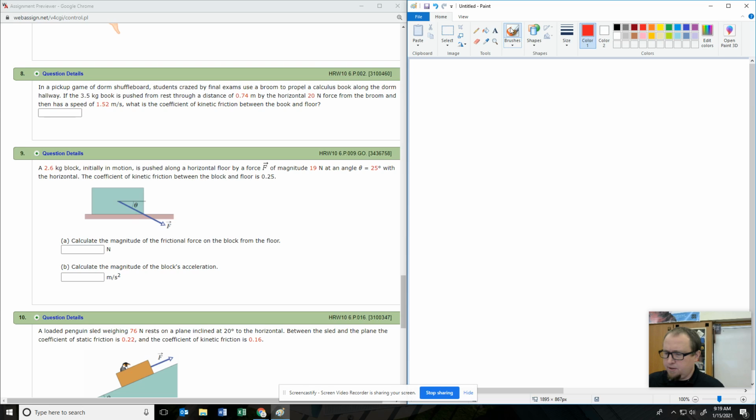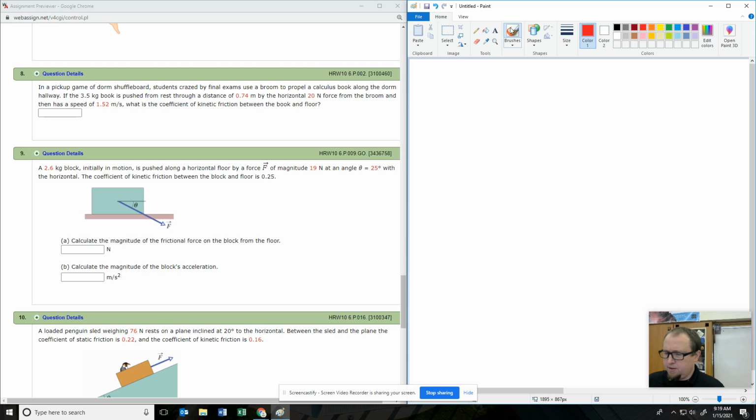Starts from rest, ends up at 1.52. Acceleration, I don't know. Delta x, it goes 0.74 meters. Time, I'm going to tell you right now, we don't care. I'm going to say we need to know acceleration. Here's why. We're dealing with forces. If I can solve for acceleration, then we can get forces.